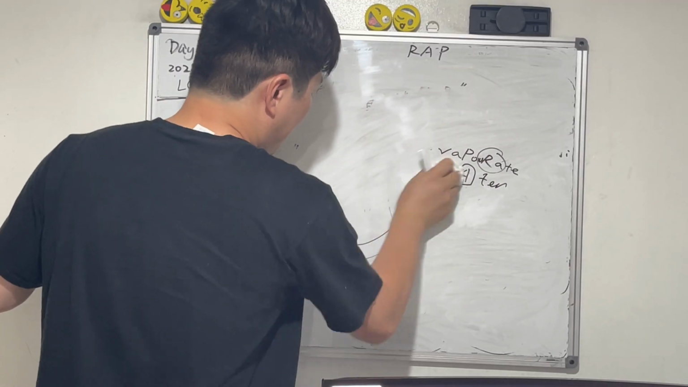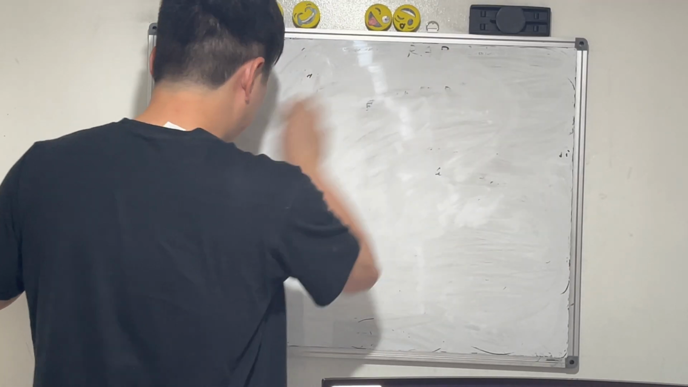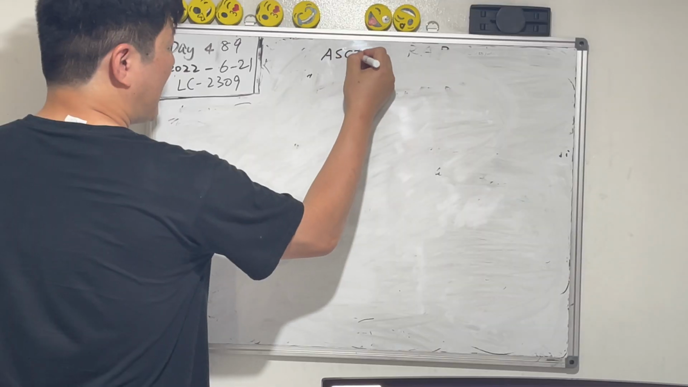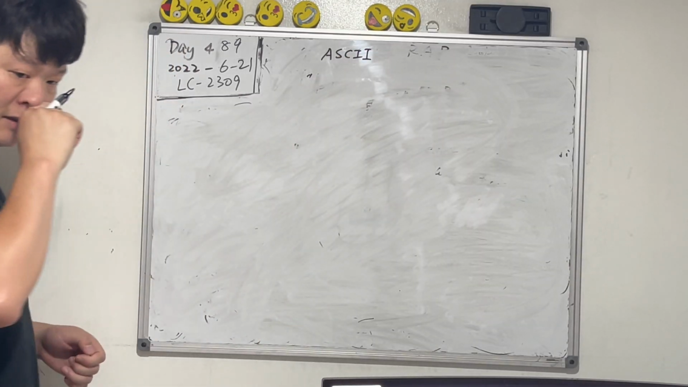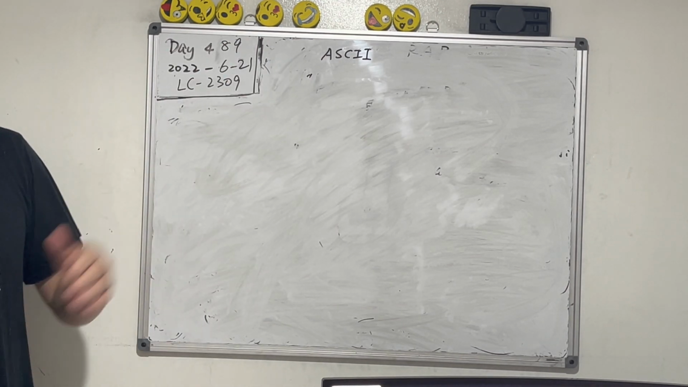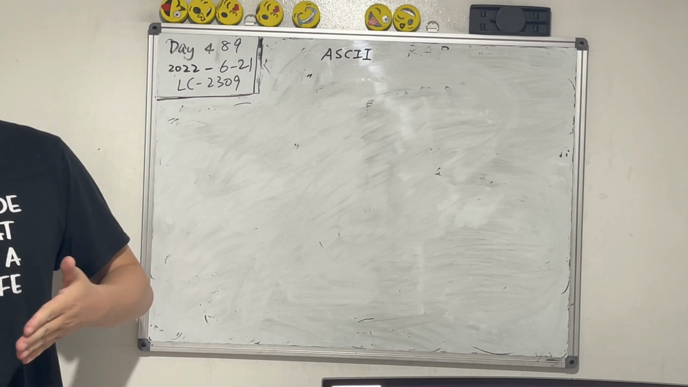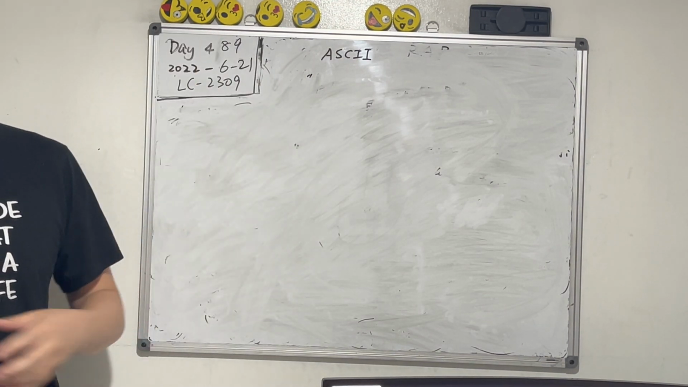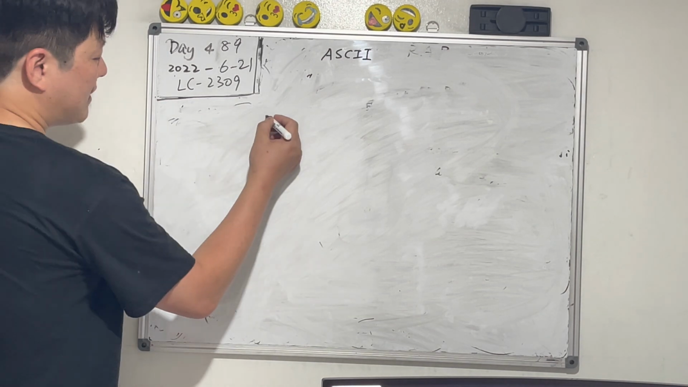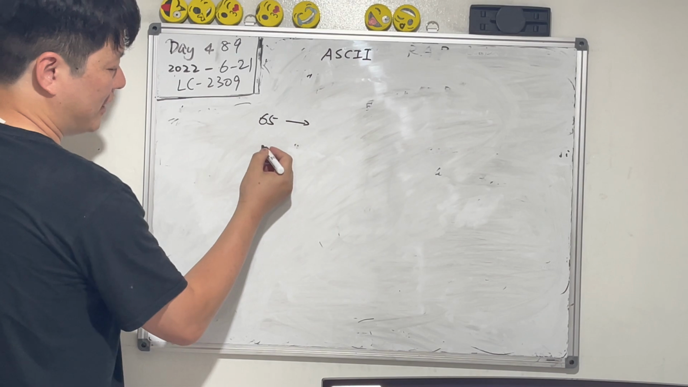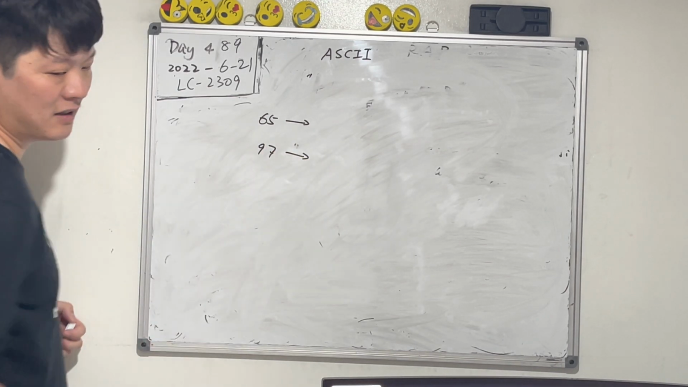So let's check the letters from Z to A. How do we check the letters from Z to A? ASCII. What's ASCII? Do you still remember? It's basically a mapping between the code, the integer, and the alphabet. So what's 65? Mapping from 65 to what? 97 to what? Do you still remember?